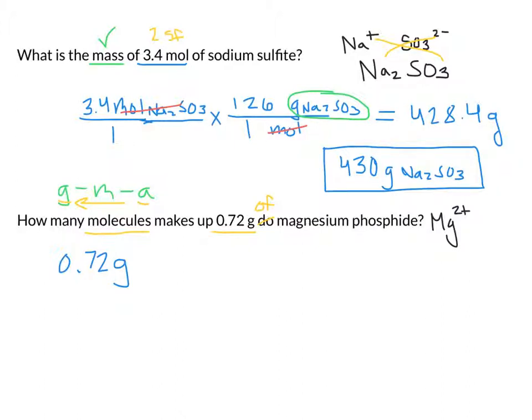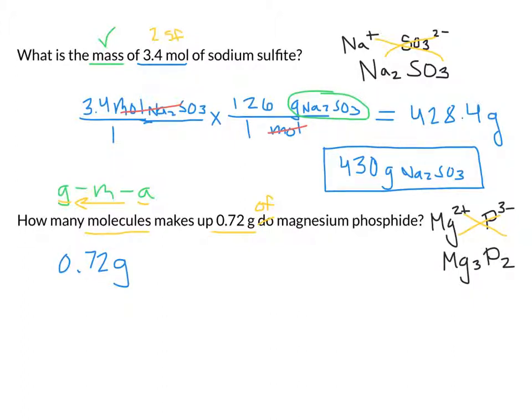Phosphide, it ends in IDE, so that's just phosphorus. It's not PO3 or PO4. And if you look at your periodic table, that has a charge of 3-. And like I tell my kiddos, crisscross applesauce. My friend calls it the disco. It's a disco dance. So magnesium now gets the subscript of 3, and potassium gets the subscript of 2.